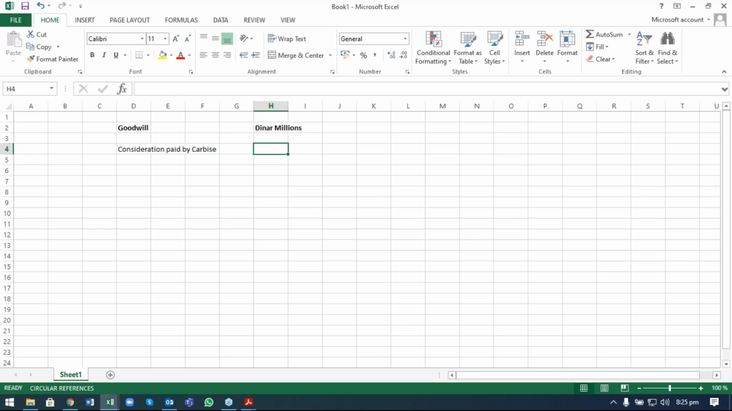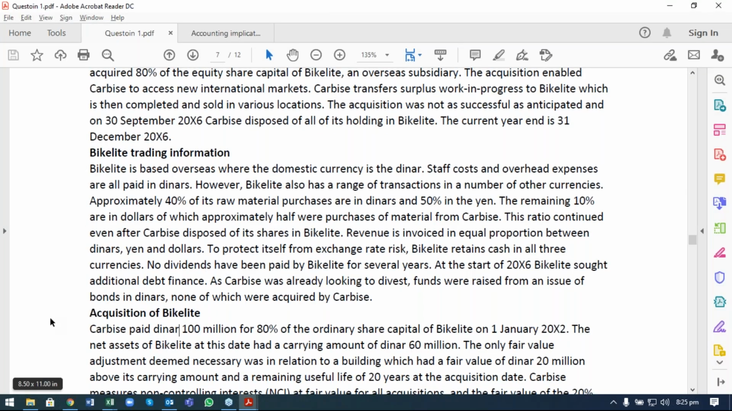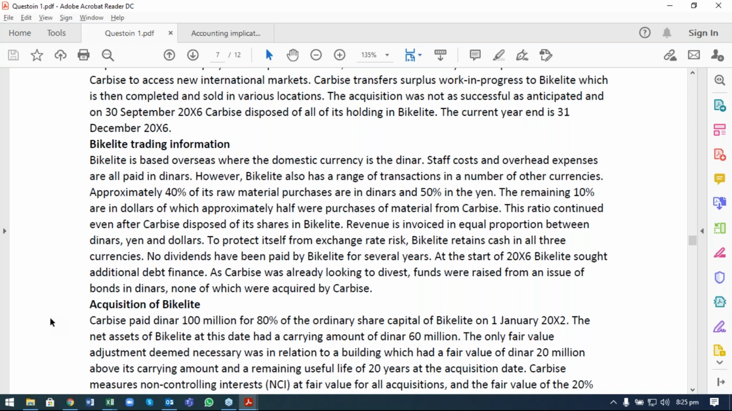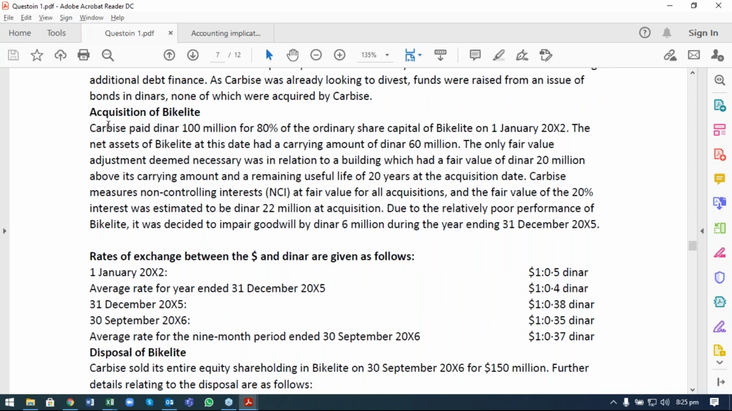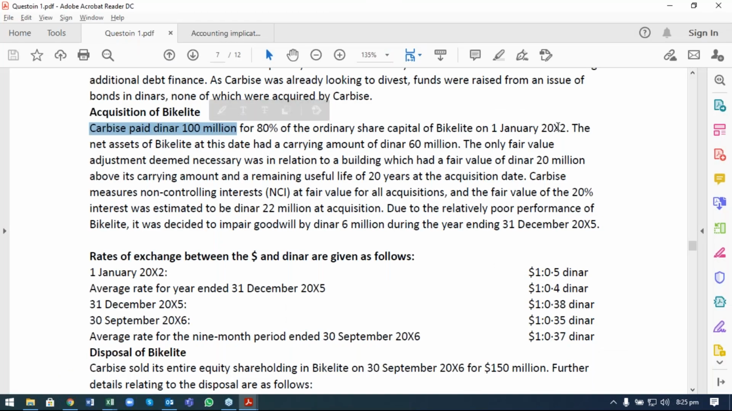So over here, consideration paid by parent, what was the value of consideration paid by parent? This is the acquisition of Bike-Lite. So you have acquired 80% and cash paid was 100 million dinars. After paying 100 million dinars on 1st January, the net assets of Bike-Lite at that date was 60 million. So I'm not going to consider the net assets of the subsidiary right now.